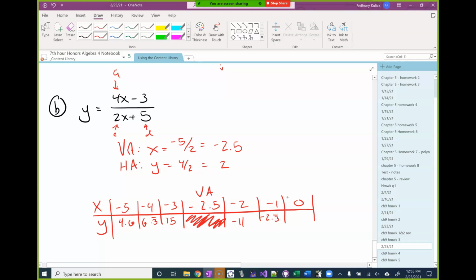Again, if you needed to use your calculator to do that, totally understandable, right? Make sure you get your parentheses right, though, on that. Or you use the fraction command. You could do that, too.